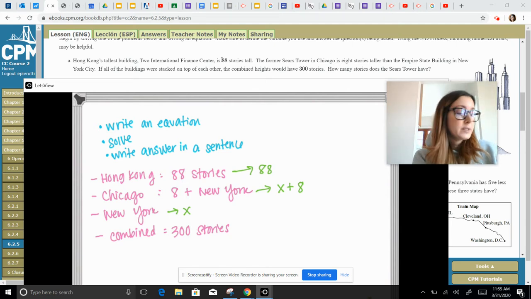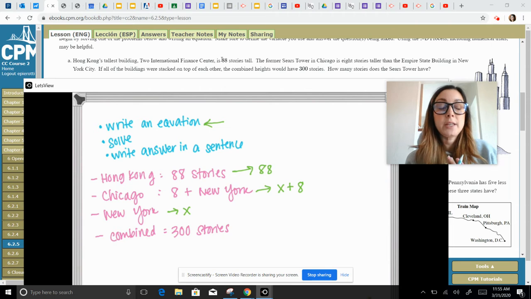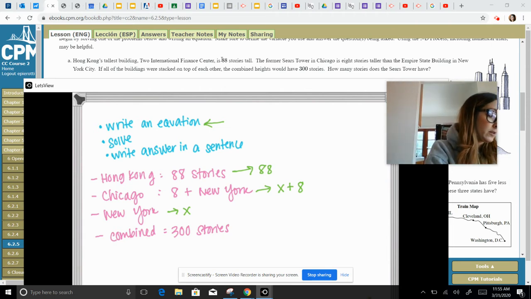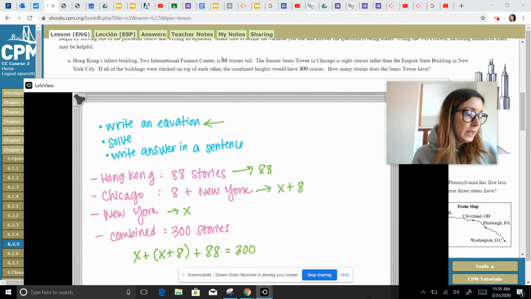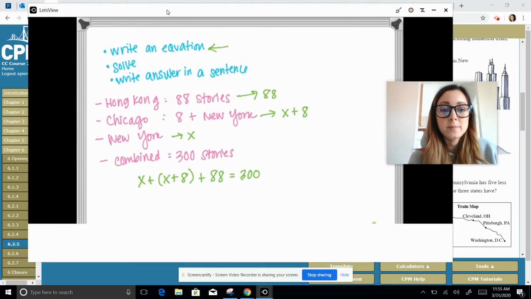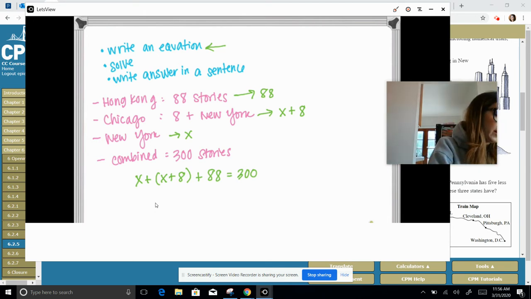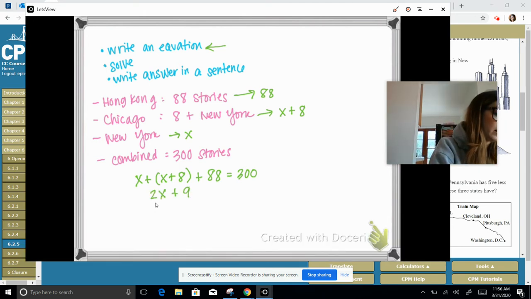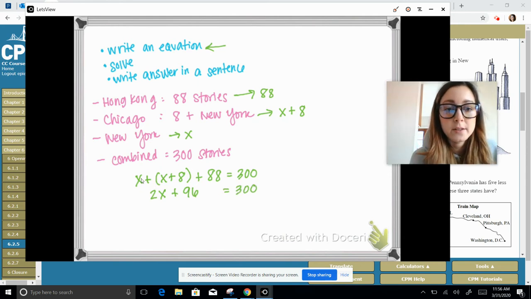So the first thing that I asked you to do is to write an equation. So we know what all of these added together equals. So I'm going to write my equation down here. So X plus 8 plus 88 equals 300. And then, as you know from our previous lessons, we need to combine like terms and solve for x. So I have 2x plus 96 equals 300. So I just put the two x's together and then added my two values, 88 and 8.